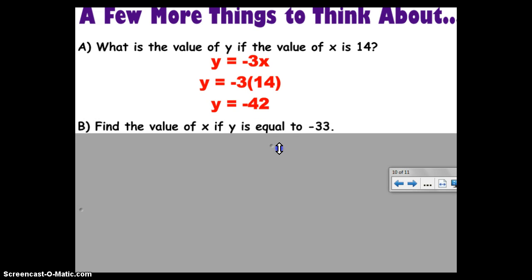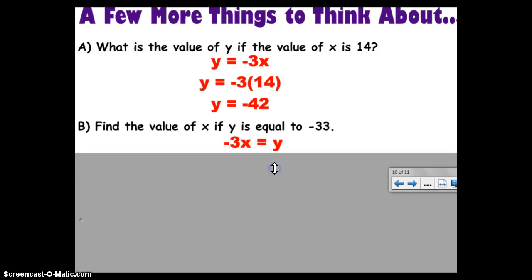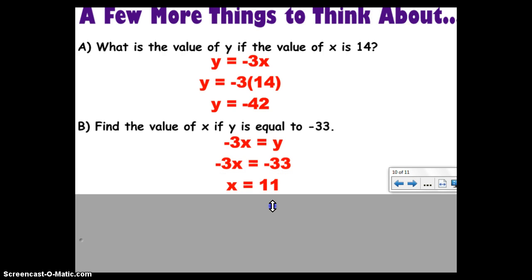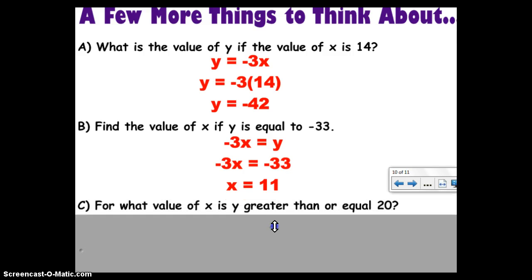Find the value of x if y is equal to -33. This time I am given the y value. I will replace y with -33. I have a one-step equation. The opposite of multiplying by -3 is to divide by -3. I get x equals 11 because -33 divided by -3 is positive 11.